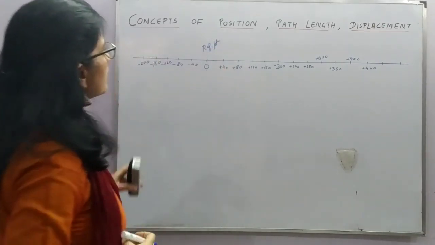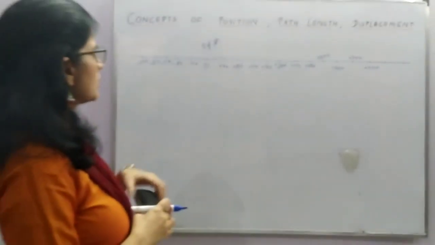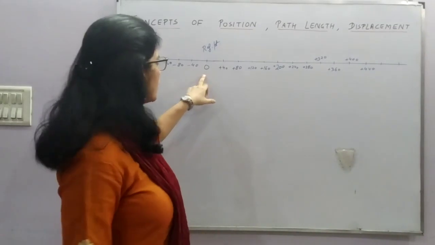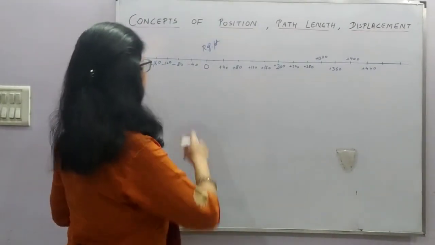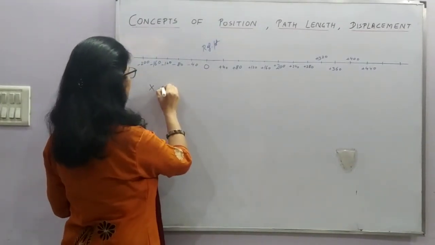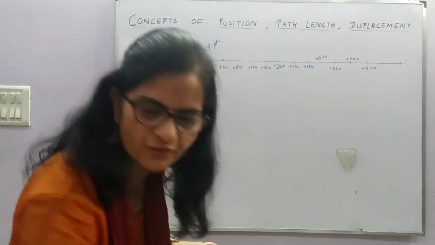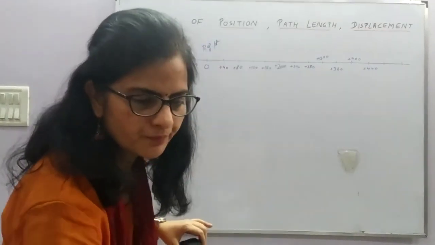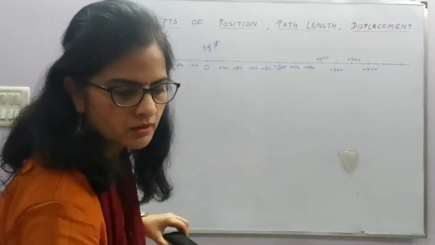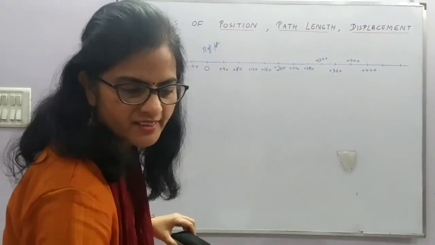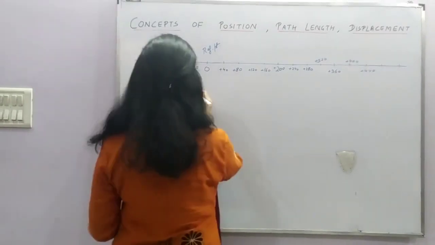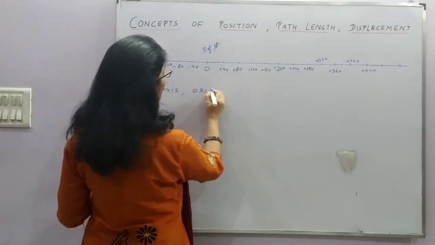So if we are talking about position, that means with respect to point O, which we are considering the origin. So this is the motion along the x-axis. Here we are discussing this motion with respect to the origin, and the motion is along the x direction. Here we have different positions.